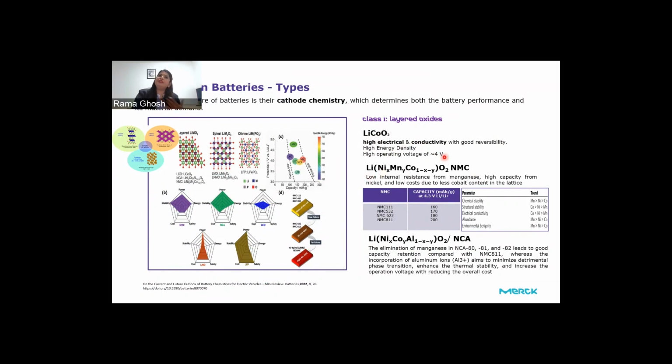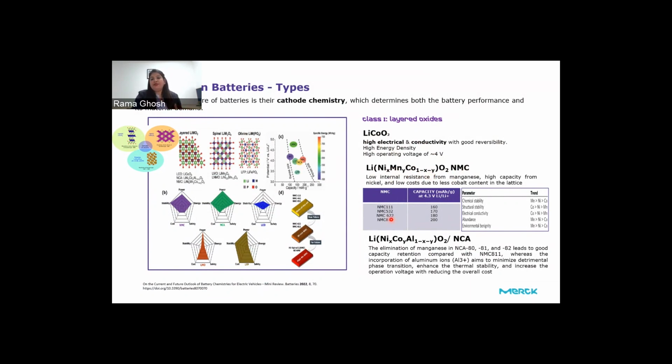After that, a lot of research happened after 1991, and one of them is the NMC, which you all know. This is the lithium nickel manganese cobalt oxide cathode. And so far, it is the most widely researched cathode material. Each metal contributes a lot of potential to the NMC. NMC provides low internal resistance from manganese, high capacity from nickel, and low cost from cobalt. And not only that, changing the stoichiometry also has a lot of impact.